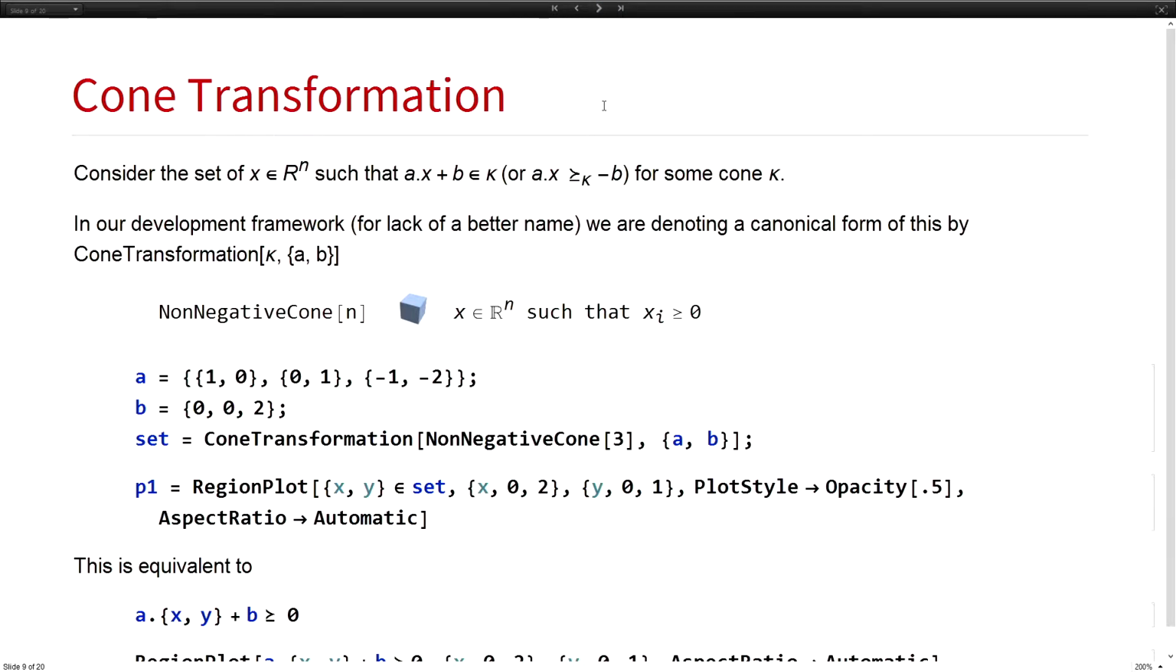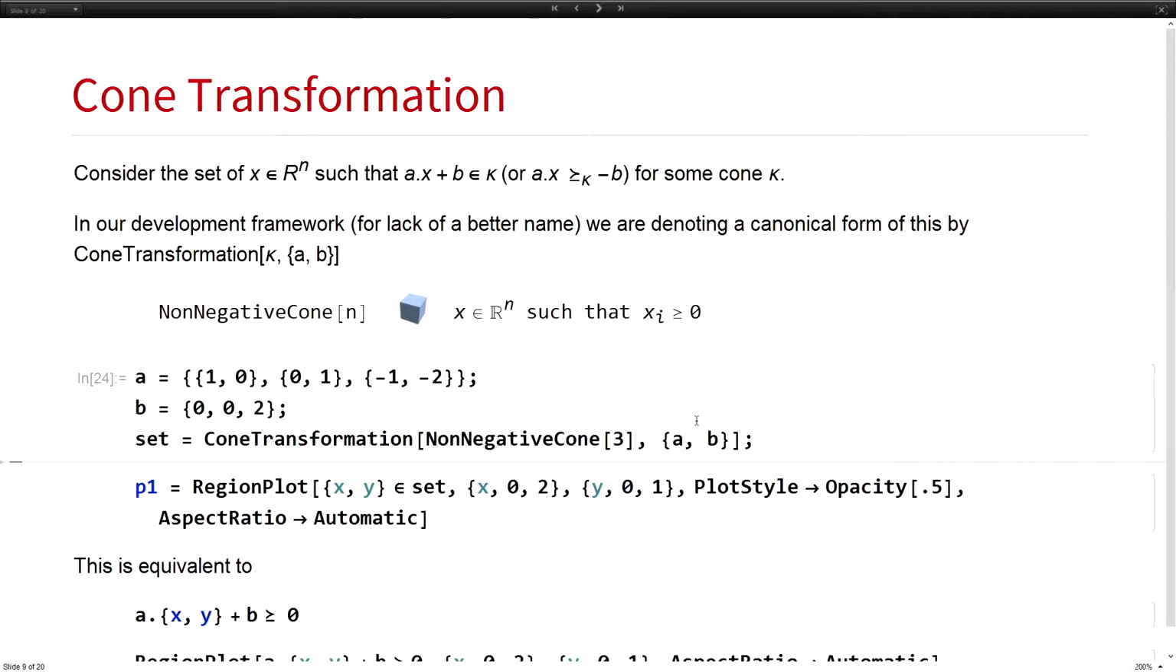That's going to be important in what I'm going to set up as the canonicalizations, which I'm going to call, Jose helped me find this name, cone transformation now. It's probably not the right name, so if you can think of a better name, let me know. But basically, the idea is we want the set of x such that Ax plus b is in some cone. Let me show you an example.